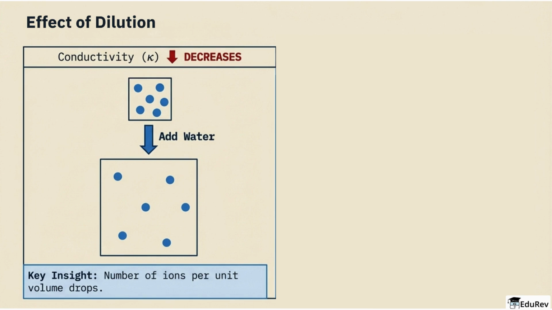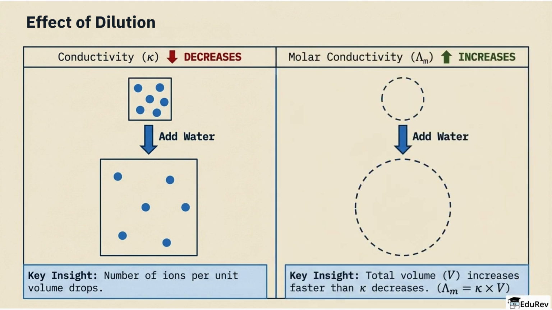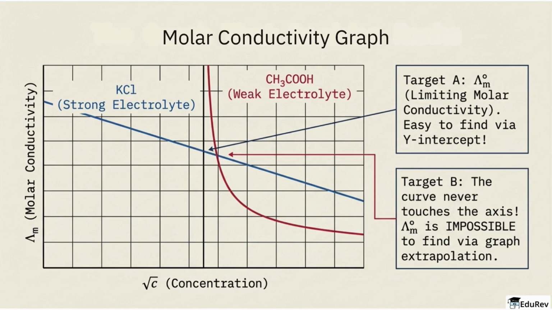As water is added, conductivity decreases because the number of ions per unit volume drops. At the same time, molar conductivity increases because the total volume containing 1 mole of electrolyte becomes larger and ion movement becomes easier. That is the core idea behind the seesaw diagram on the slide. Kappa tracks ion density. Lambda Em tracks freedom per mole.